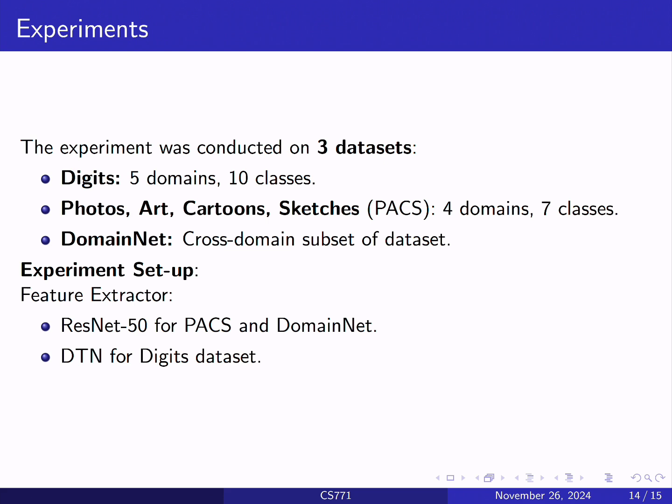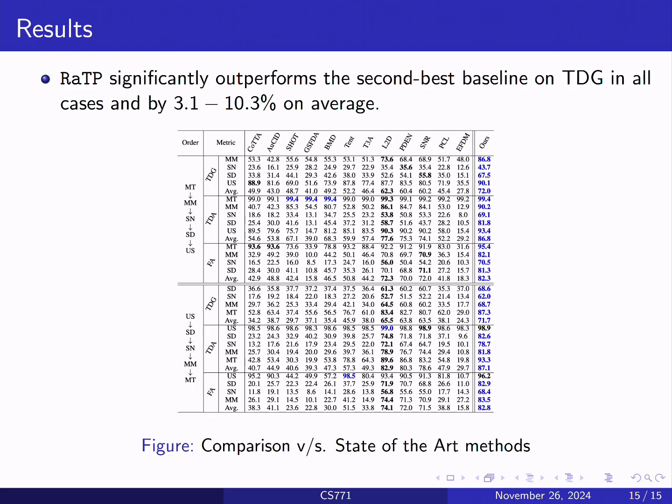This study compares RATP with existing methods across 3 different metrics: TDG, TDA, and FA, as we mentioned early on in the first slide. Results show that RATP outperforms baselines, especially in TDG, with up to a 10.3% improvement. It also demonstrates strong performance in TDA and FA, helping mitigate catastrophic forgetting and improving domain adaptation. These results highlight RATP as a promising method for domain adaptation tasks.